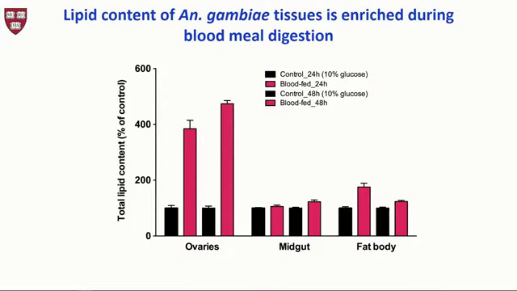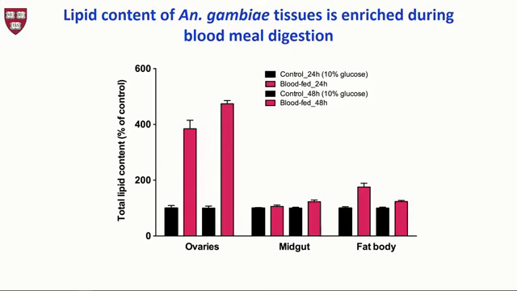To summarize what we have from the mass spec data experiments, we observed that among the tissues, in ovaries, we have over 400% increase in total lipid content. That is followed by fat body, where we see an increase in lipid content at 24 and at 48 hours post blood meal. We don't see much change in the midgut, but there is a significant increase at 48 hours.